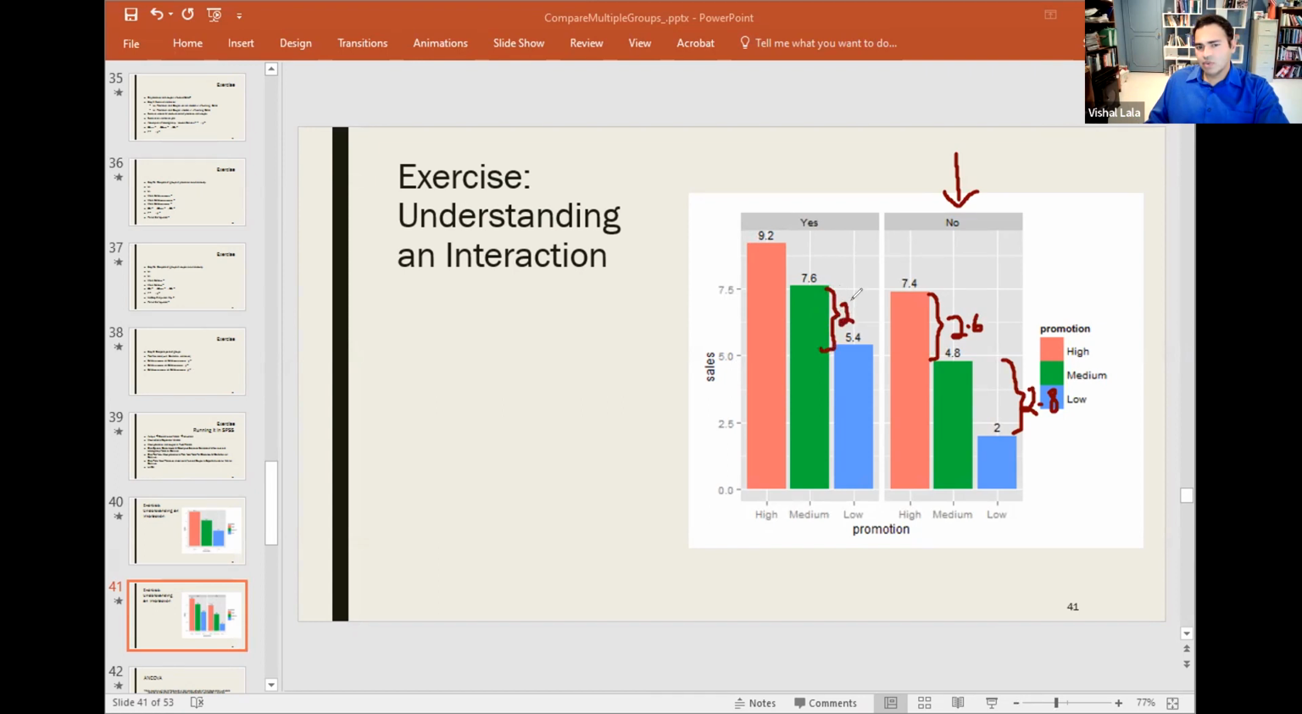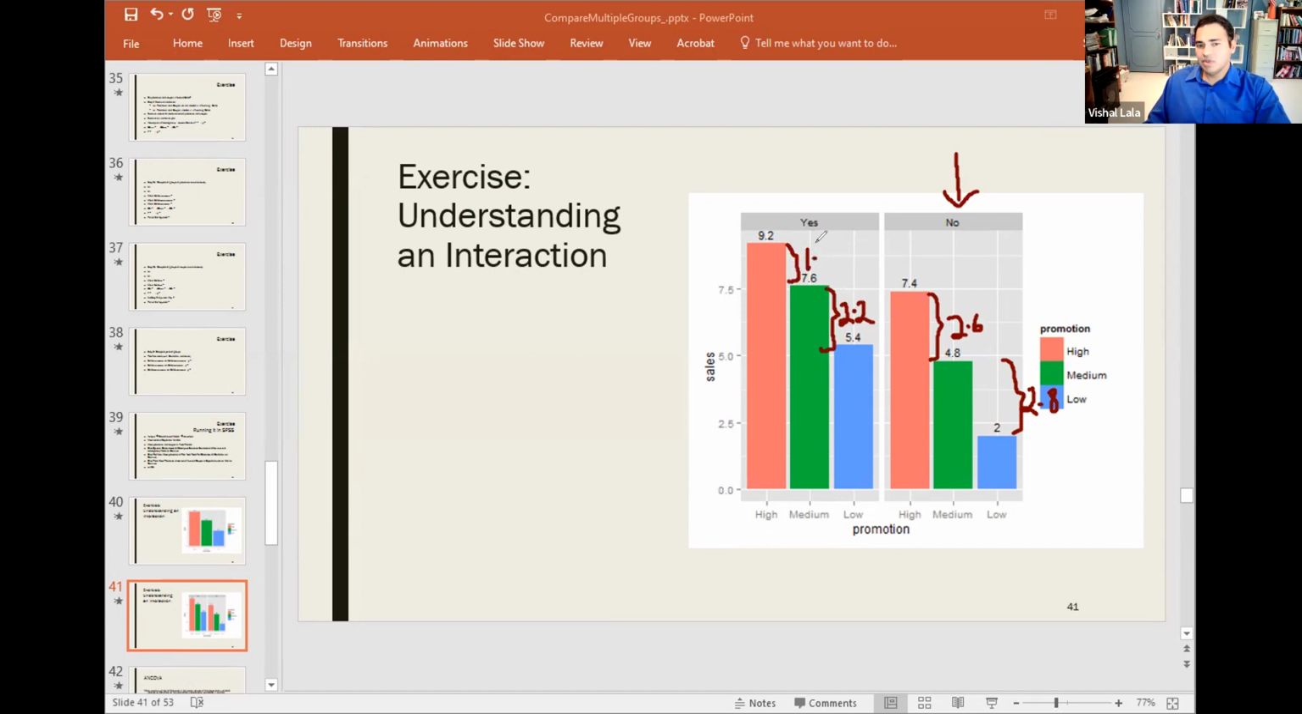In other words, if you look back, when we didn't have a coupon, we got a boost of 2.8 units in going from low to medium. Now it's only 2.2. The jump in sales from offering a medium over low promotion is less now than it was for the no coupon condition. Let's examine what happens in this scenario here.